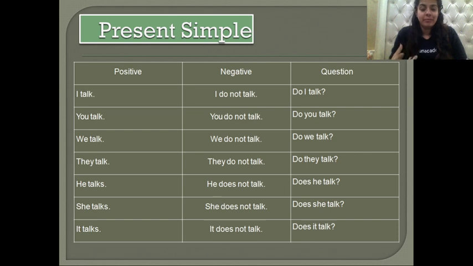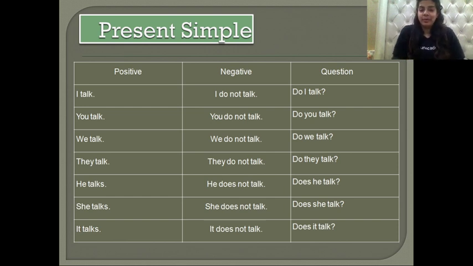When such statements are made into questions, the helping verb comes in the beginning. And how does it sound? Do I talk? Do you talk? Do we talk? Do they talk? So one thing we generalize from here is we use do with I, you, we, and they. But when we talk about he, she, it, we always use does to form a negative sentence.